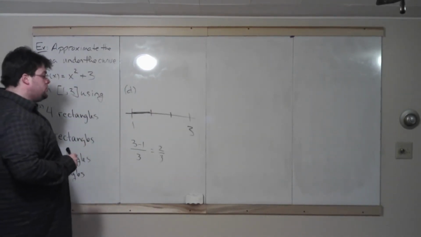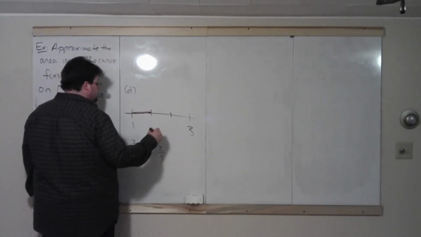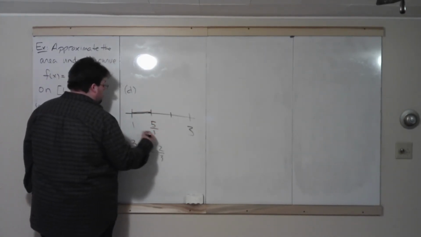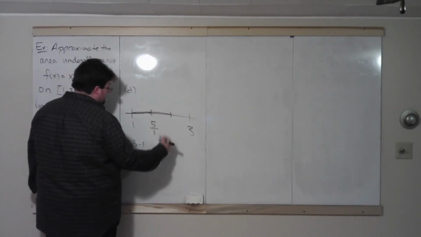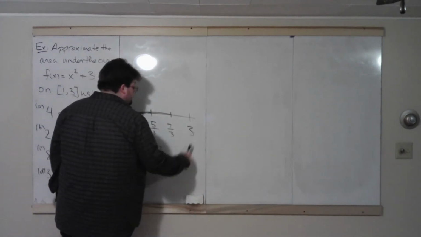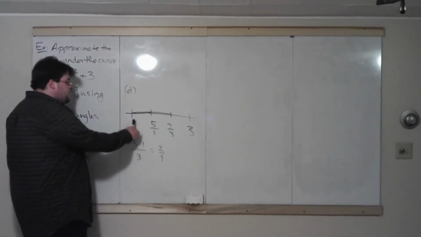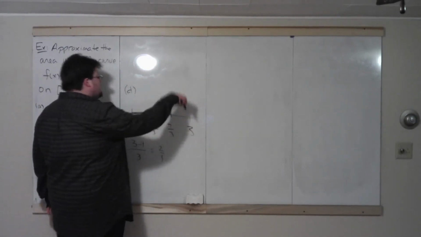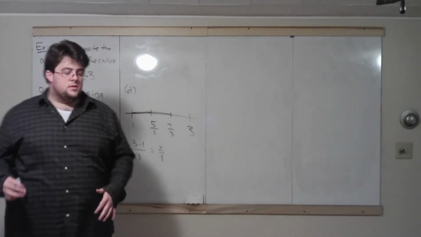One plus 2/3, 3/3 plus 2/3, 5/3. 5/3 plus 2/3, 7/3. 7/3 plus 2/3 is 9/3. And again, you can count through these because you have 3/3, 5/3, 7/3, 9/3. It follows an arithmetic progression.